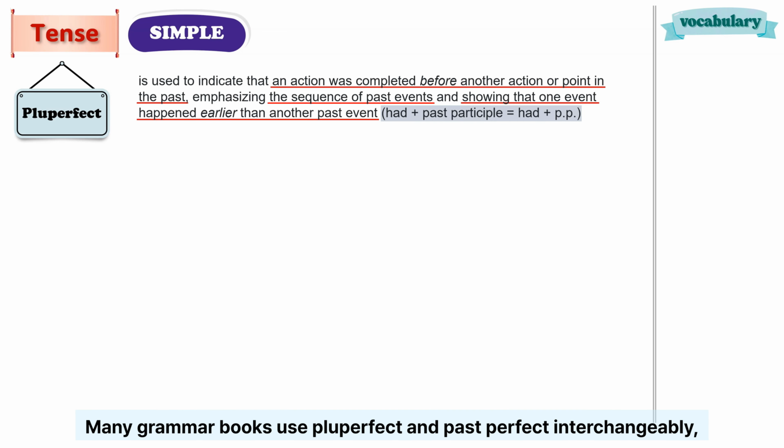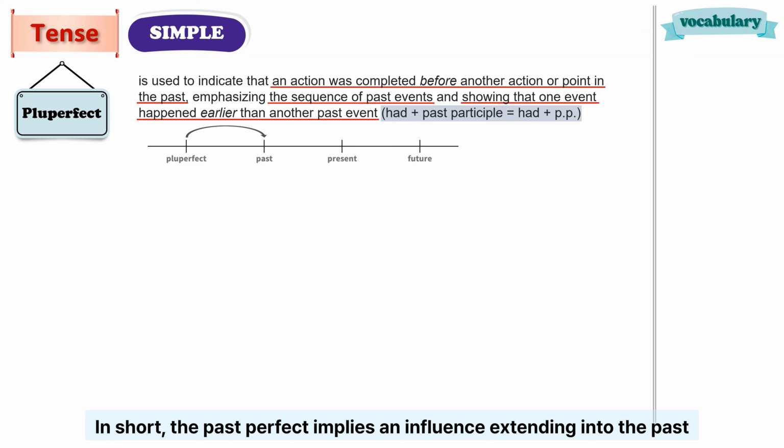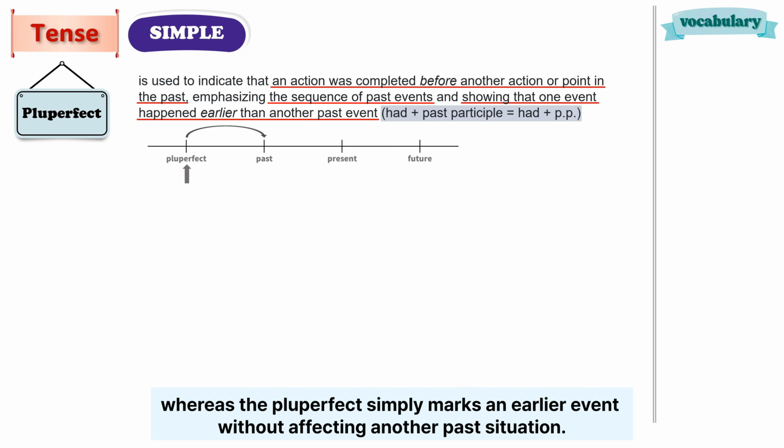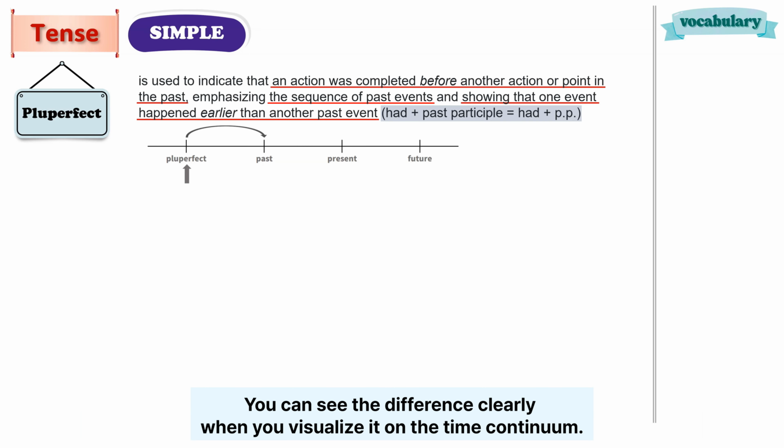Many grammar books use pluperfect and past perfect interchangeably, but in this course, we'll distinguish them strictly because their functions differ. In short, the past perfect implies an influence extending into the past, whereas the pluperfect simply marks an earlier event without affecting another past situation. It's similar to how the past tense stands independently of the present. You can see the difference clearly when you visualize it on the time continuum.